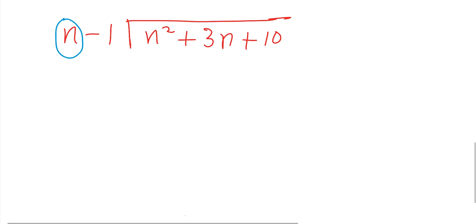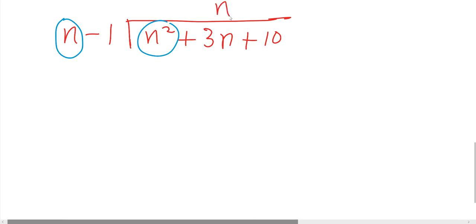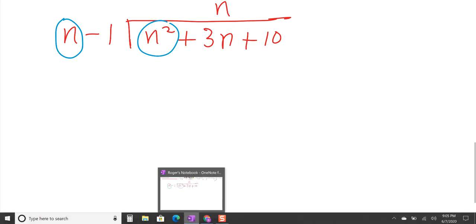And we say, how many times does n go into n squared? So we're looking at these two right here. And we just ask this question, how many times does n go into n squared? Think about it. n times what equals n squared? n times n. Therefore, n goes into n squared n times. So we will then write n right here, right above the 3n. So keep them aligned. The n's go above the n's, n squareds will go above n squareds, the constants go above the constant. So n goes into n squared n times.